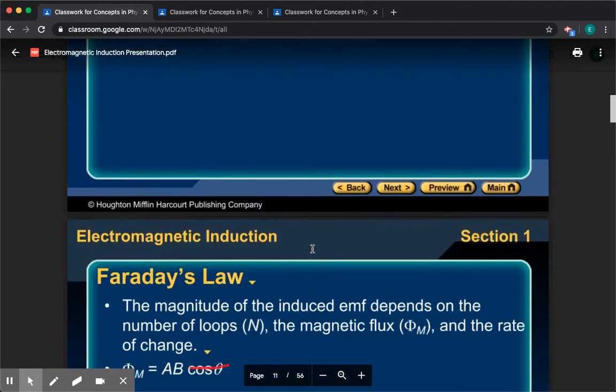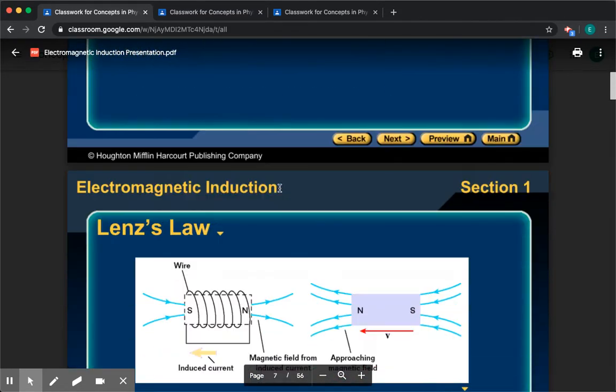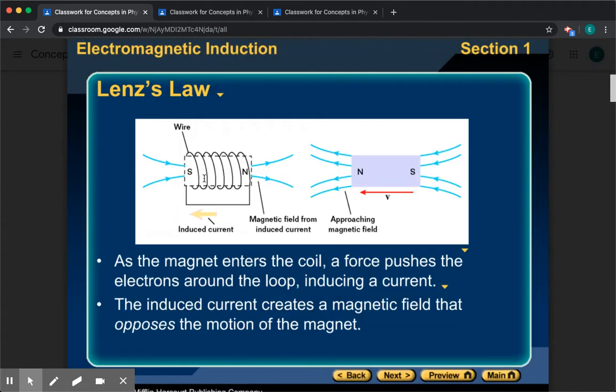Okay, so the highlights: in order to produce electricity from magnetism, you need to either be moving a magnet past a wire, or you need to move a wire past the magnet, or you need to be adjusting either the area or the strength of the loop itself. Those are the only ways you get electricity from magnetism.